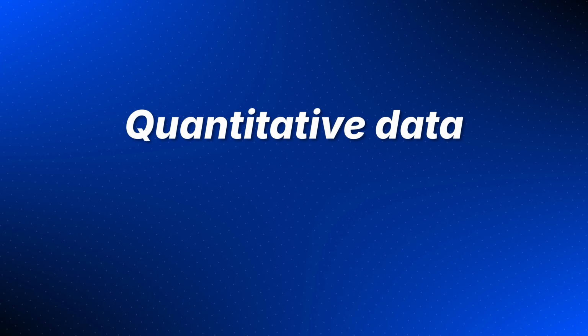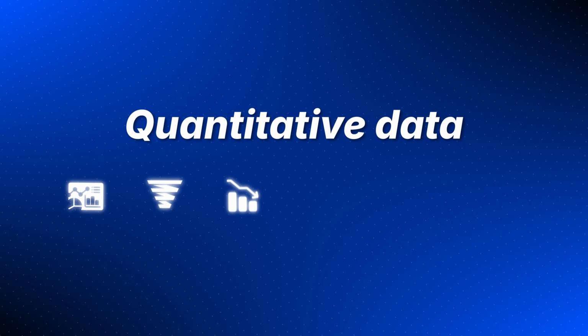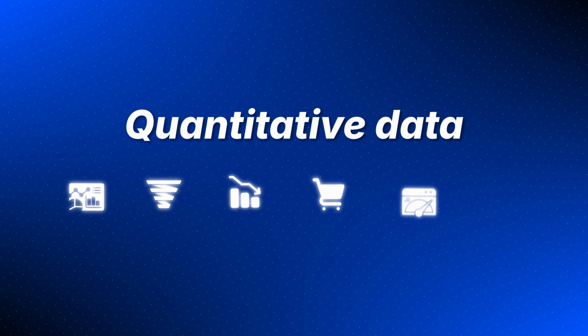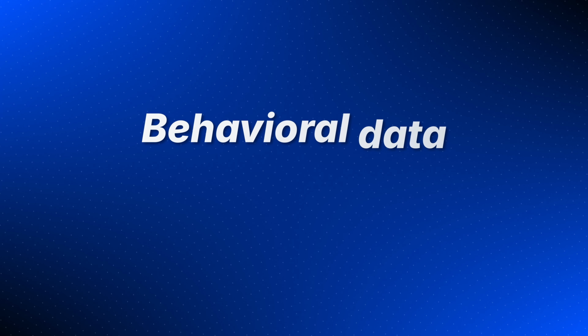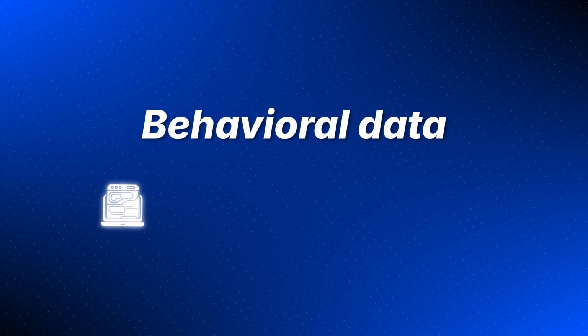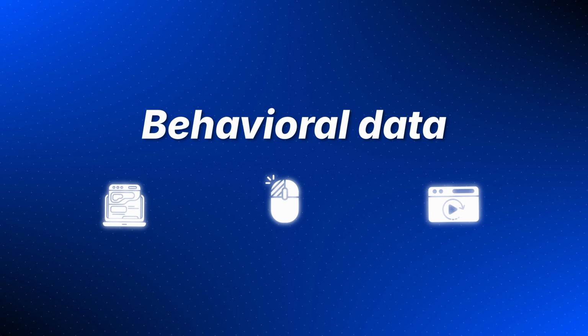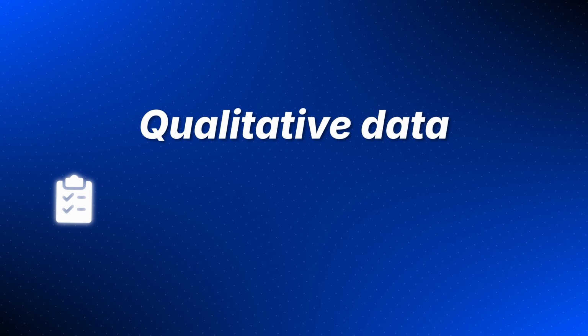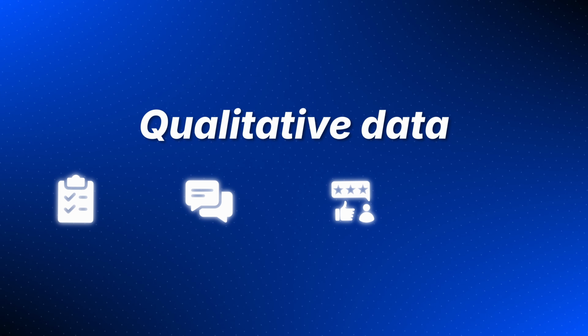You're a detective, not a designer yet. Look through 3 lenses of data. Quantitative data, which is analytics, funnels, drop-offs, checkout abandonment, page speed, and bounce rates. This tells you where people are leaving. Behavioral data, which includes heat maps, click maps, and session replays. This shows what they're doing. Qualitative data, such as surveys, chat logs, reviews, and support tickets. This tells you why they're doing it.